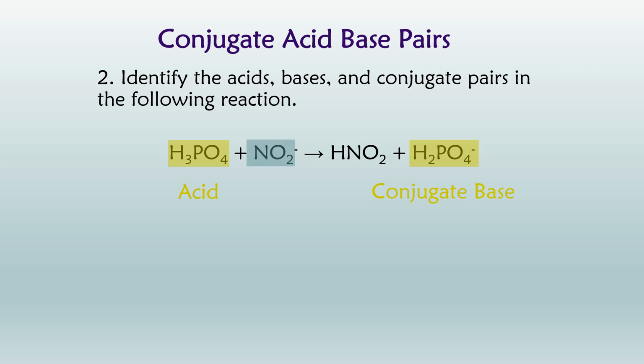On the flip side, the NO2, we notice that this gained a hydrogen on the product side. So that means the NO2 is our base, and then on the product side, where it has accepted a hydrogen, a proton, that's going to be our conjugate acid.